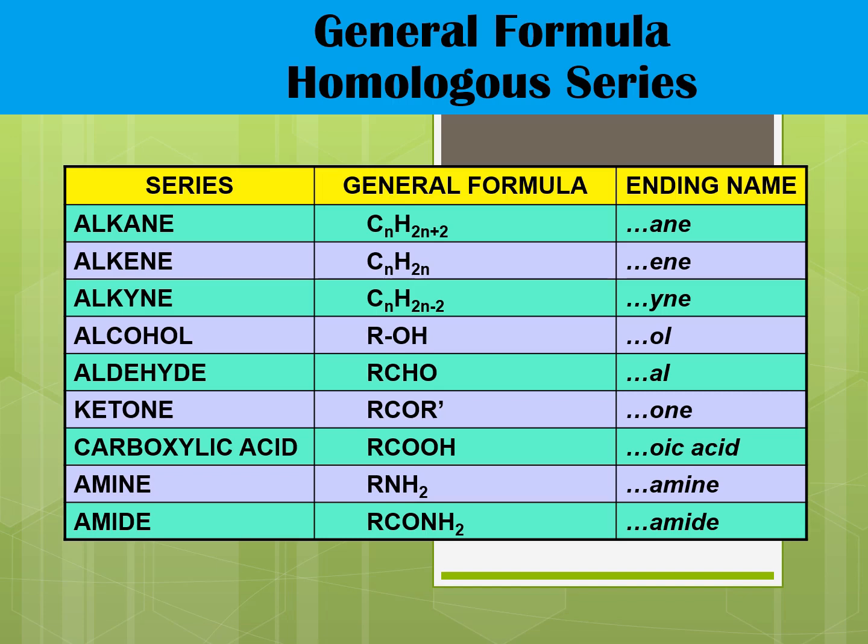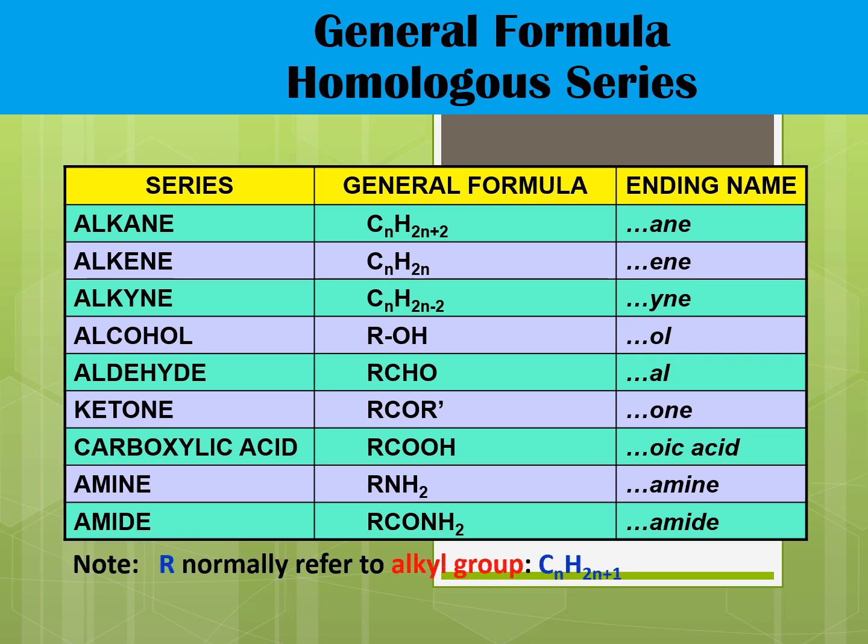Aldehyde, R-C double bond O-H, ending -al. Ketone, R-C double bond O-R, ending -one. Carboxylic acid, R-C double bond O-OH, ending -oic acid. Amine, RNH2, with amine as the ending name. Amide, R-C double bond O-NH2, ending amide.